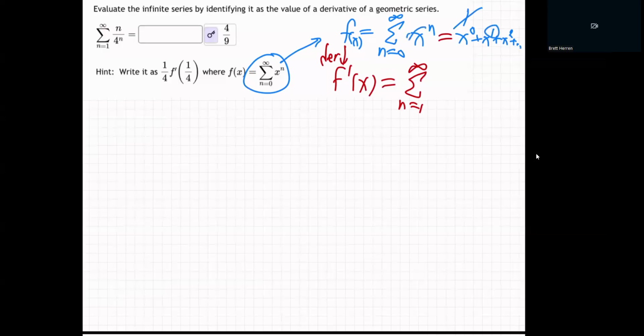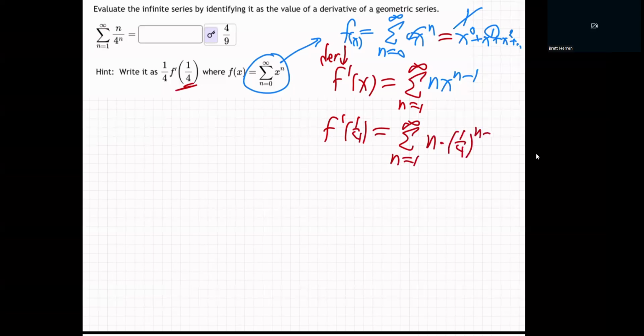That's why you do that. So this becomes what? Bring down the n, x to the n minus 1. That's the derivative, right? So now if we take that derivative and do what they're saying here, f prime of 1/4, we plug a 1/4 into that. What do we get? We get the sum from n equals 1 to infinity of n times 1/4 to the n minus 1. Okay, so that's close. Is that the same as this formula? Almost.